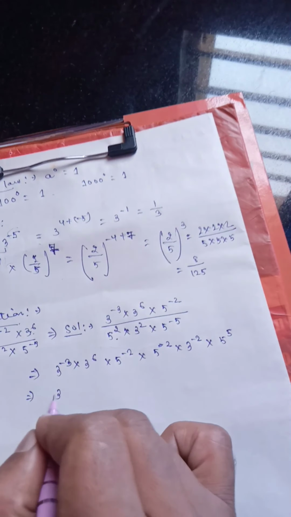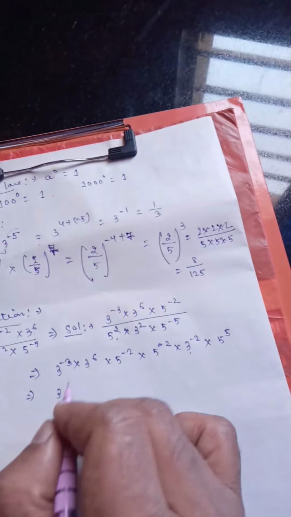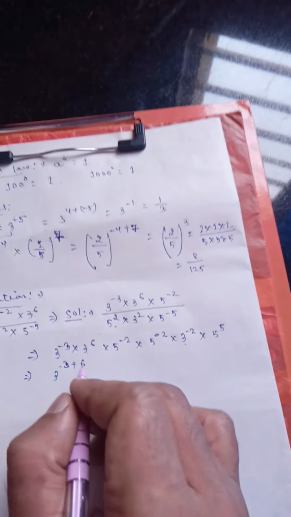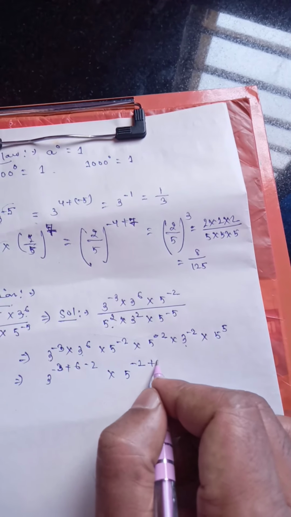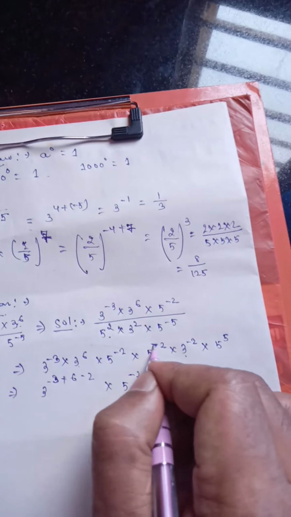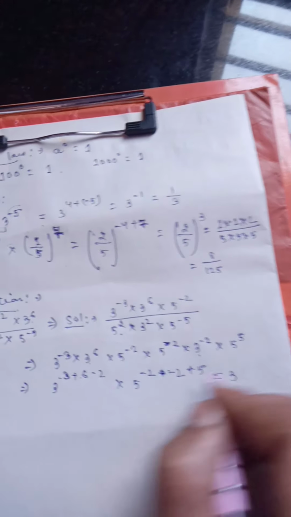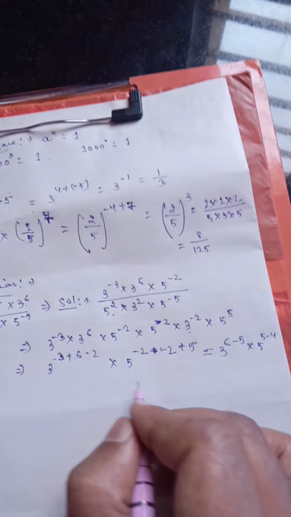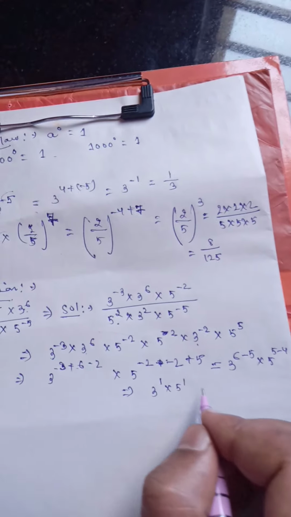Bases of all these numbers, 3 raised to power 3 plus 6 minus 2, into 5 raised to power minus 2 plus minus 2 plus 5, is equal to 3 raised to power 6 minus 5, into 5 raised to power 5 minus 4, is equal to 3 raised to power 1 into 5 raised to power 1, is equal to 15.